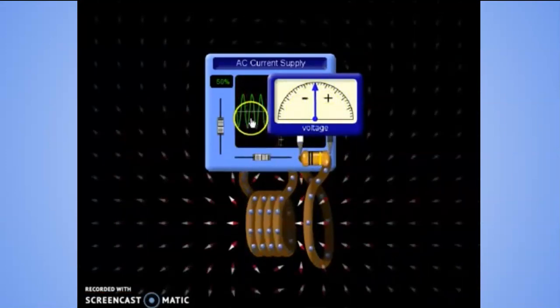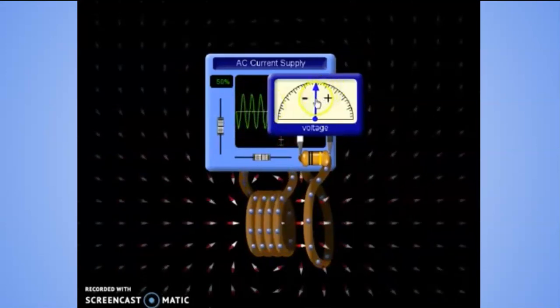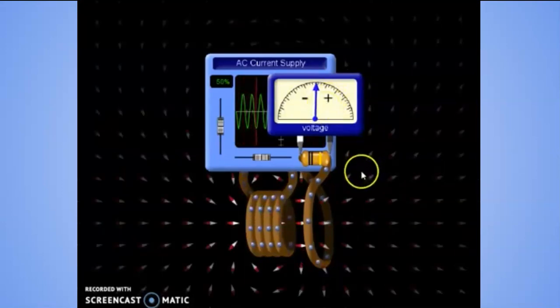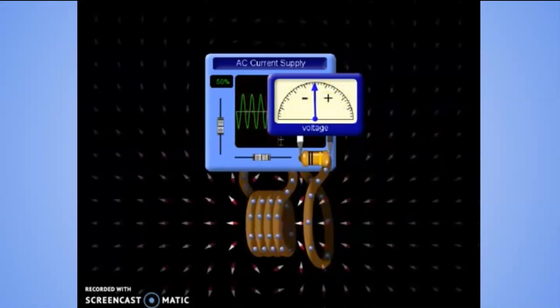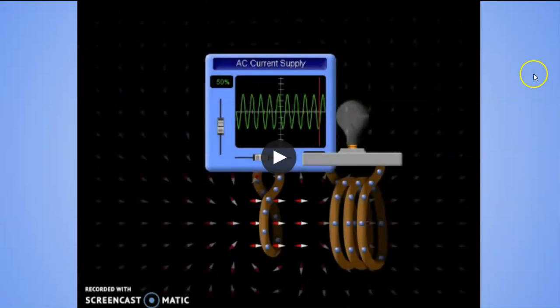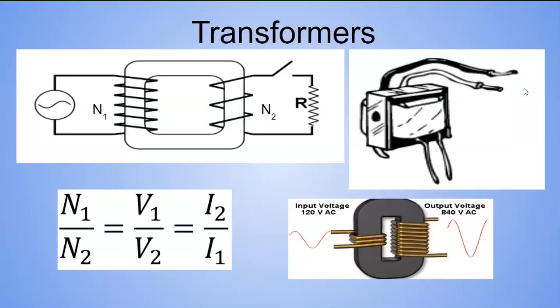We use transformers to turn one voltage into another, one AC voltage into a different one over here. So that's kind of a handy thing to do. We're going to talk a little bit about that. Okay, so here is a transformer. This is the usual symbol that you see here.